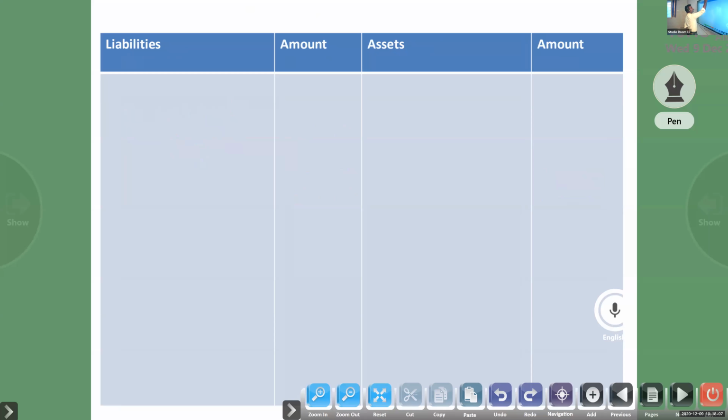Balance sheet as on 31st December 2013, on the basis of your books. Then what do you have to do? Whenever we prepare the opening balance sheet or the closing balance sheet, first we have to write cash in hand, otherwise we will forget.